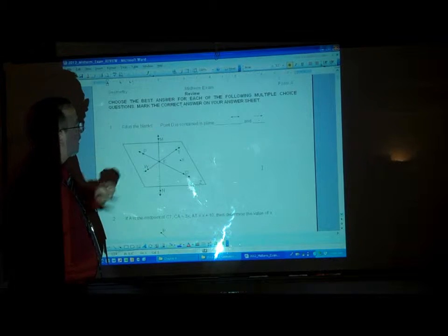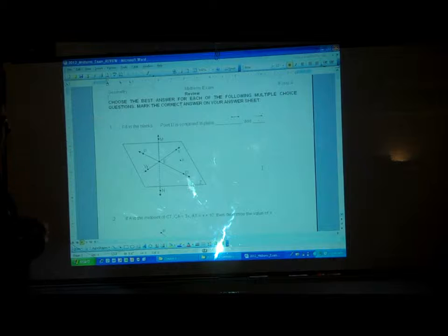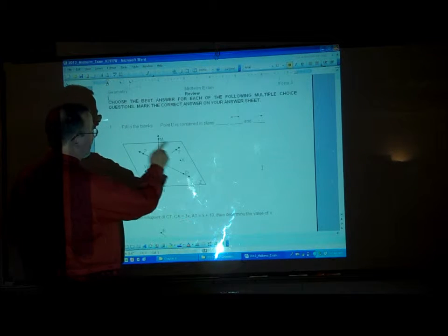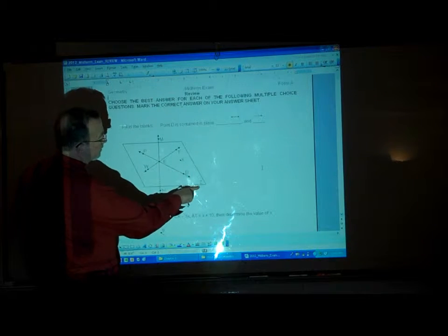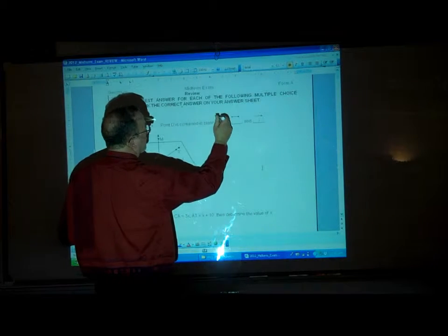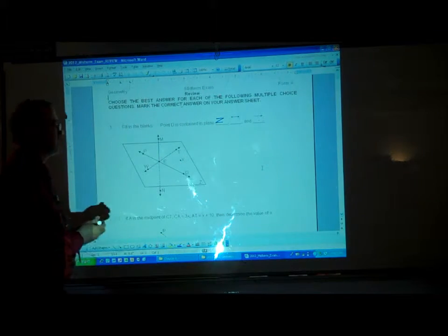Number 1 says fill in the blanks. Point D is contained in the following. Okay, the first one is plane. We need to find the plane. The letter to mark the plane is always in the corner down there, so this is plane Z.